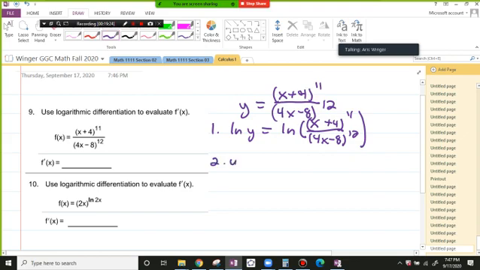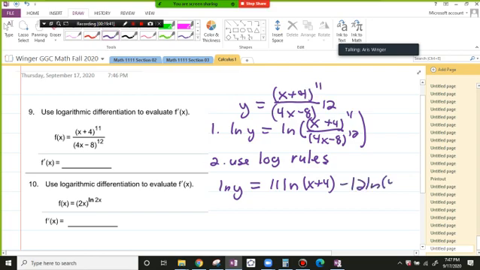Number 2 is use the log rules. This means that the natural log of y is equal to 11 ln(x plus 4) minus 12 ln(4x minus 8). Right? So again, that's using that the ln of a over b is the natural log of a minus the natural log of b, and all exponents come to the front of logs.